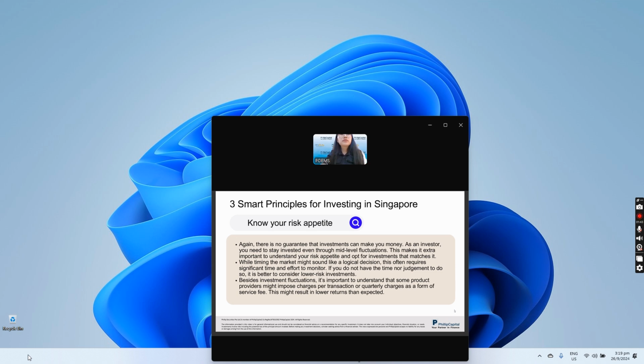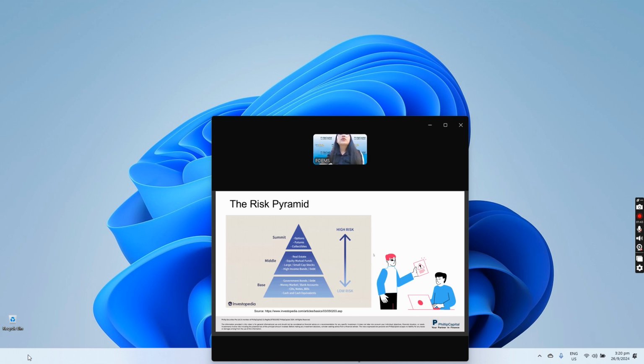So I just move on. So here is the risk pyramid. You can use it as a reference. Okay, if you are very low risk, maybe you can explore bonds, money market funds, T-bills, or cash and cash equivalent products. Okay, if you are at middle risk, maybe some mutual funds in equities or high yield bonds. And here, you can also explore some investment grade bonds. Okay, if you are very high risk, then maybe options, futures, or collectibles. So this one you can consider.